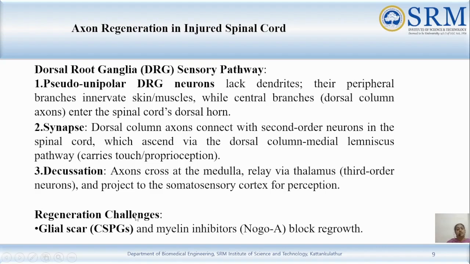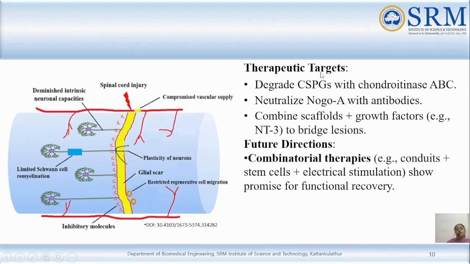So, what are the regeneration challenges? Here also, to some extent, the glial scars, which have the CSPGs, and the myelin inhibitors like NOGO-A can block the regrowth of the axon. Therapeutic targets look at degradation of the CSPGs with chondroitinase ABC, neutralizing NOGO-A with antibodies, or combining scaffolds and growth factors like neurotrophin 3 to bridge the lesions. So we had seen this even in the central nervous system.